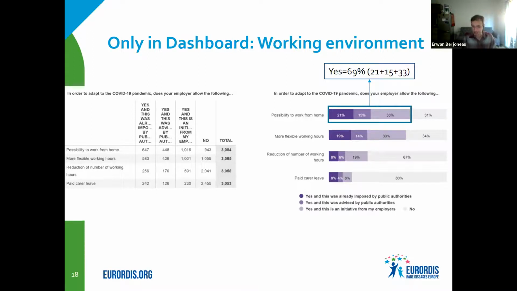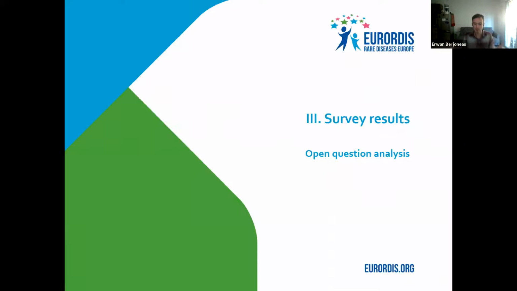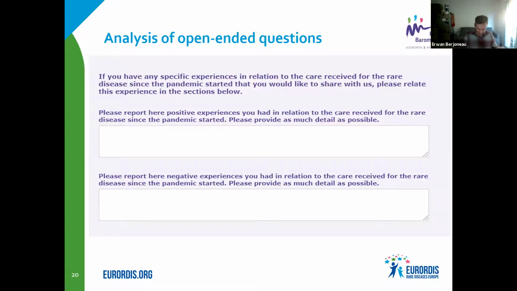say that 69% were able to work from home. So don't hesitate to do that when using the dashboard, because we often separate the answers into different subcategories, but in the end, we just might want to communicate about the yes as a whole and not each type of yes. So I hope that's clear. Now I'm going to move on to the next and last part on the open question analysis. So we asked in this survey 2 open questions that you see on the screen.